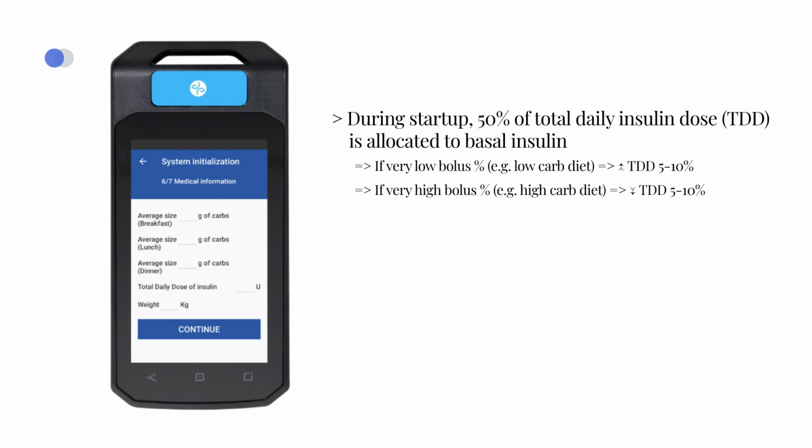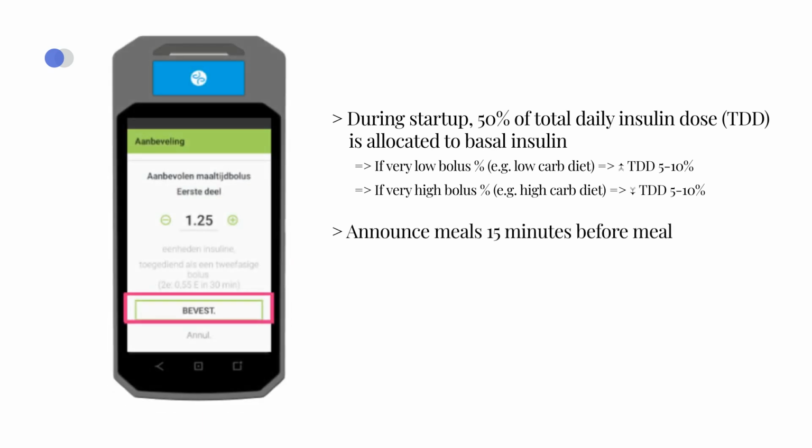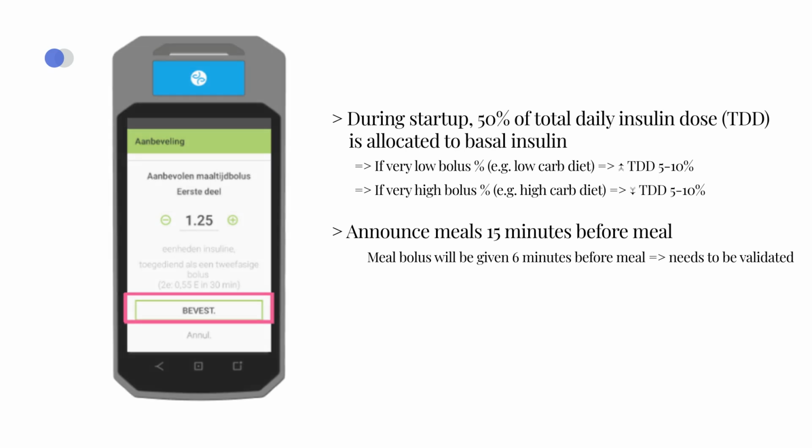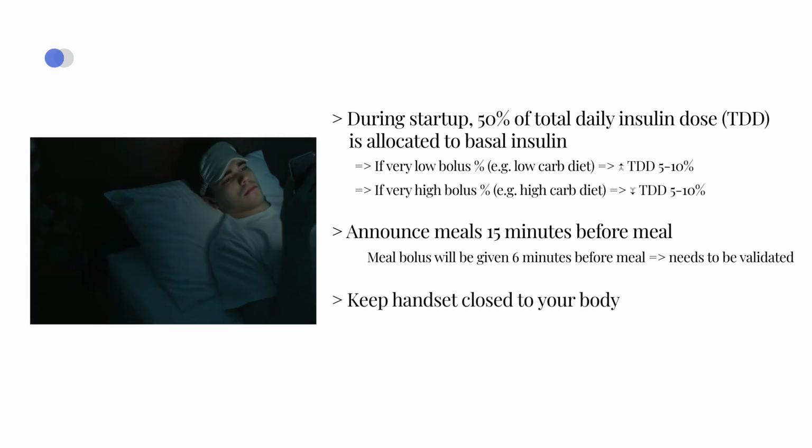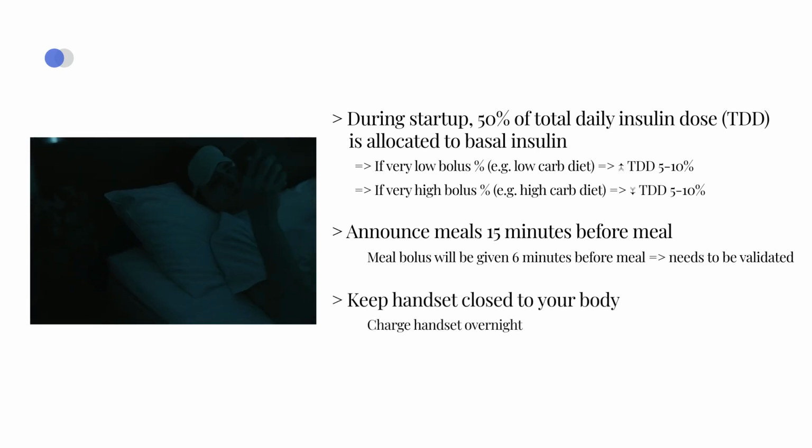It's advised to enter your meals 15 minutes before the meal, although the actual insulin bolus will only be given 6 minutes before the meal. Don't forget to validate the insulin bolus at that time, or the insulin will not be given. Keep the handset close to your body and charge it overnight. If the battery is running low and you cannot charge it immediately, enable the power saving mode.